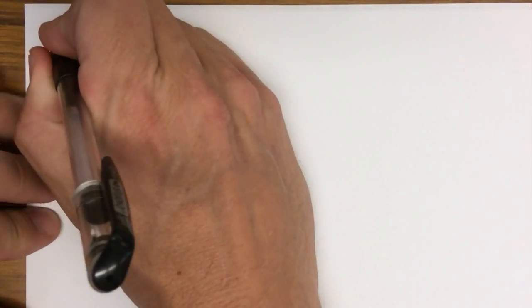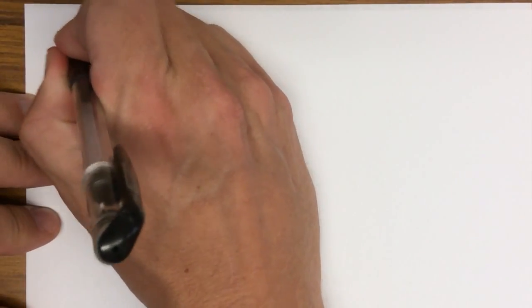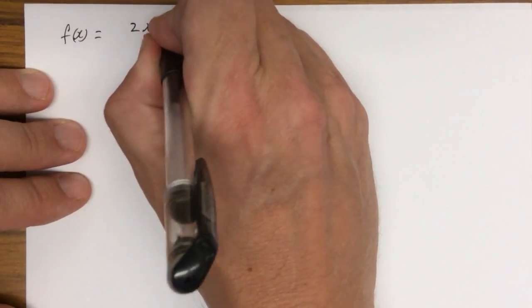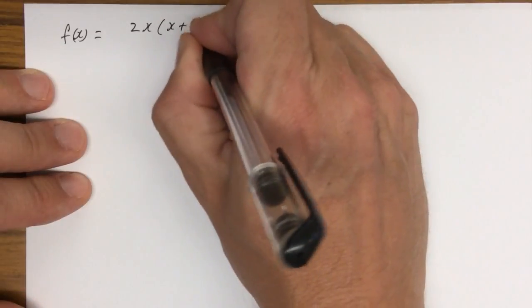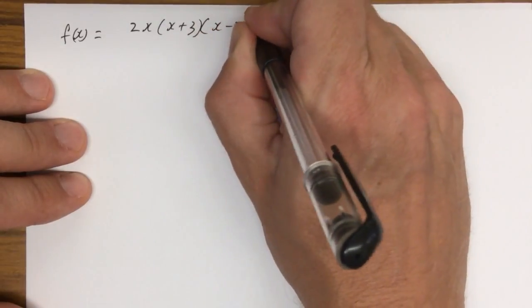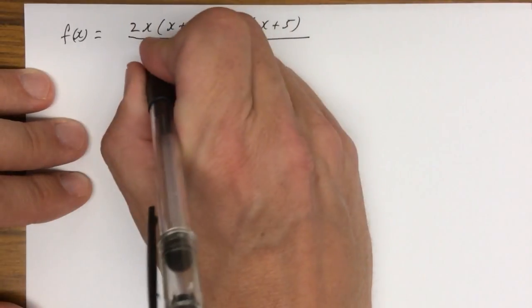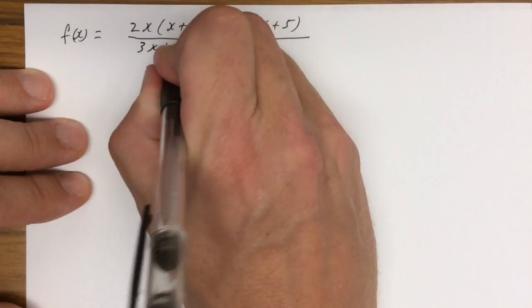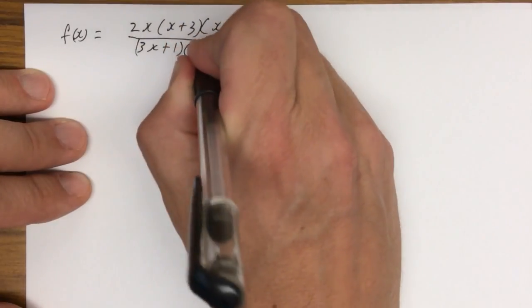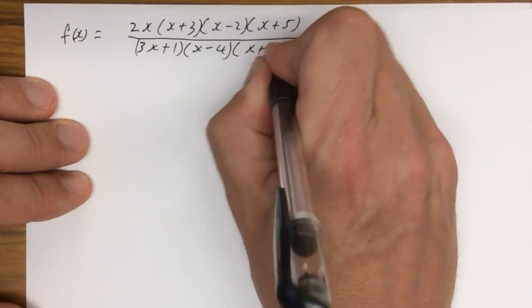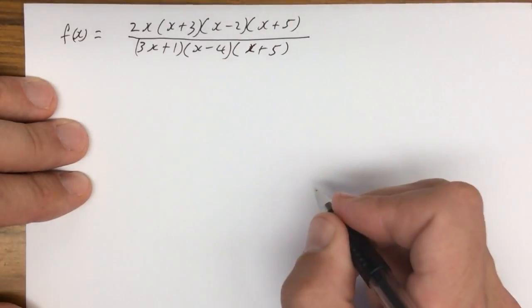Okay, so let's try another example here. Let's do f of x equal to, I don't know, 2x times x plus 3, x minus 2, x plus 5, and let's divide that by 3x plus 1, and x minus 4, and then x plus 5. Putting a couple things together here.